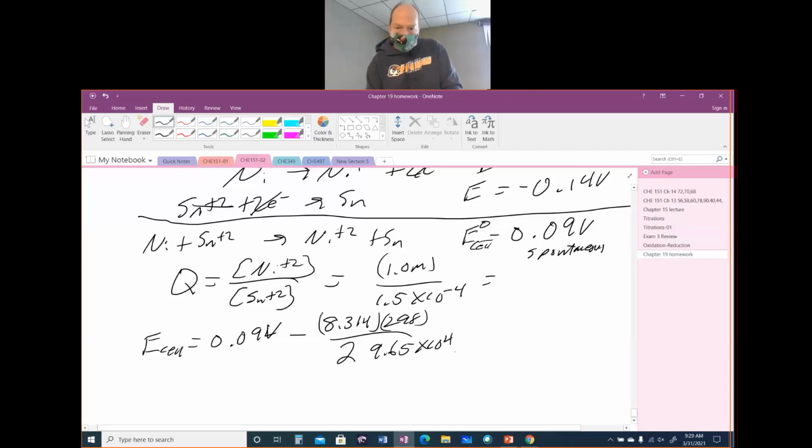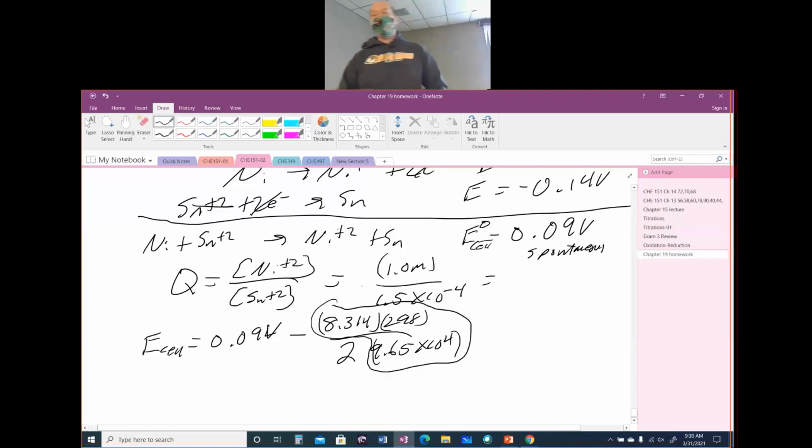Now, note that your book will always take these three, never change. It's always 8.314, it's always 298, it's always 9.65 times 10 to the 4th. So they will have a number, and then they will divide it by N, so each reaction, you've got to figure out how many moles of electrons are being gained and lost. But I always just write in all the numbers. And also your book many times uses log instead of ln. All right. But I always use the ln.